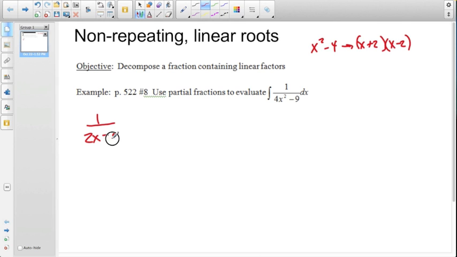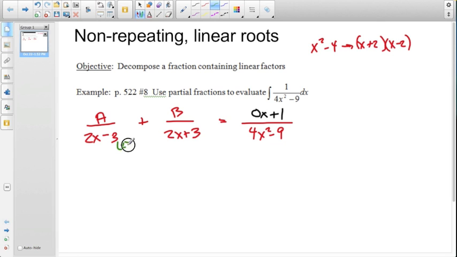2x minus 3 and 2x plus 3, difference of perfect squares, and so that's going to give us 4x squared minus 9. And again, we need to think of the numerator as 0x plus 1. And so we're going to go ahead then and multiply by 2x plus 3, top and bottom here, and top and bottom here by 2x minus 3.